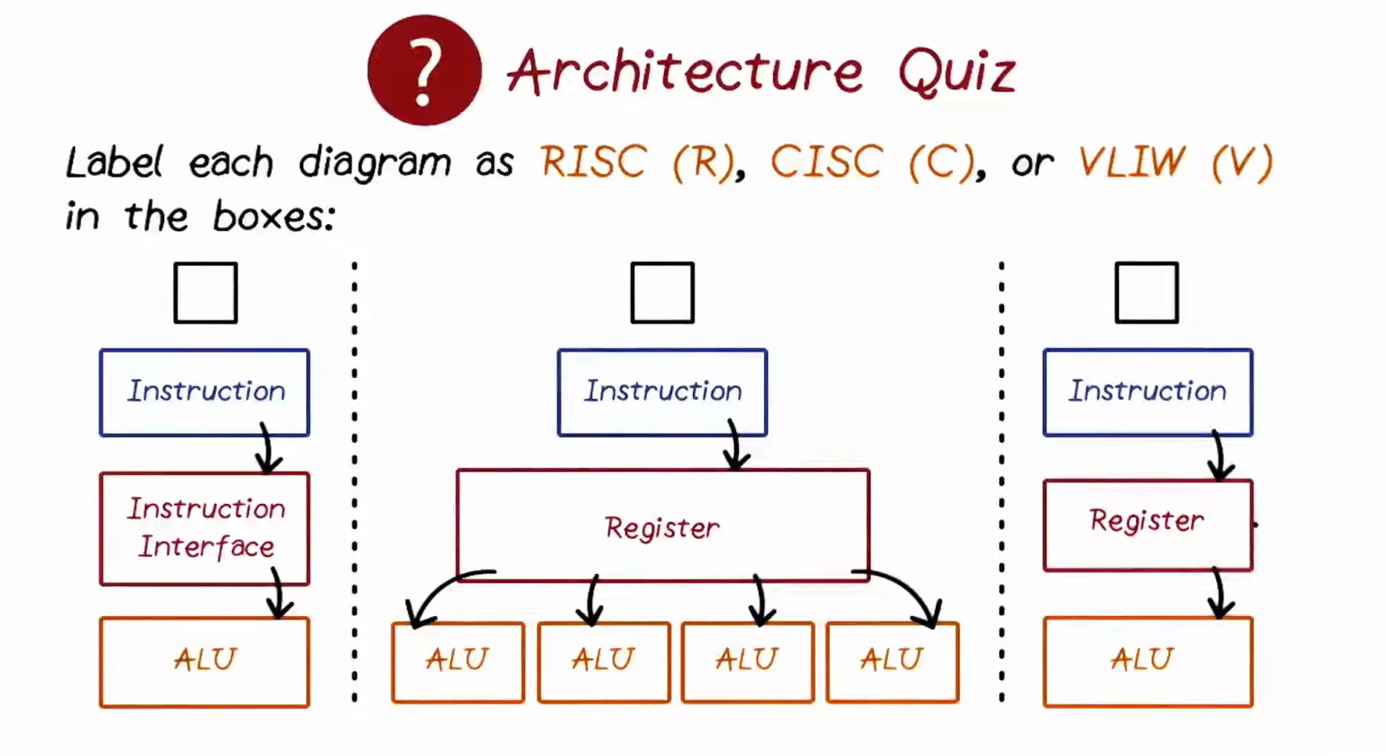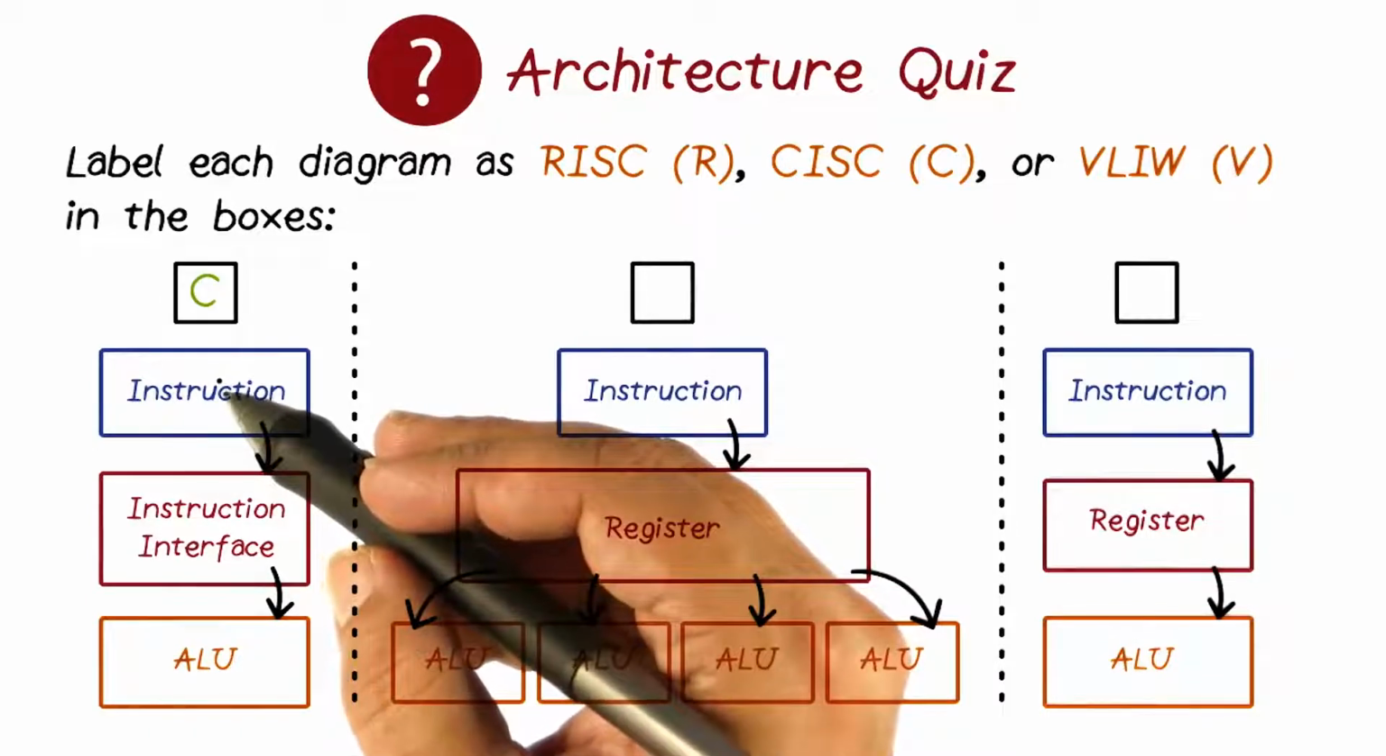Alright, so far we saw 3 different concepts. One is RISC, another is CISC, and third is VLIW. Let's see if we can put those to work and identify which architecture is which one. So I'm going to give you 3 different diagrams and ask you to identify which is what.